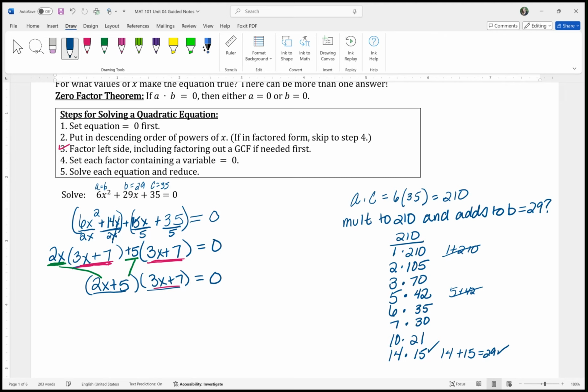We're going to set each one of those equal to 0 and basically separating it into two separate linear equations or two separate problems. So this is going to be 2x plus 5 equals 0 and 3x plus 7 equals 0. From here, these are linear equations that now we're going to solve. So we're going to subtract 5 here. That gives me 2x equals -5 and divide by 2. And one of my answers is going to be that -5/2.